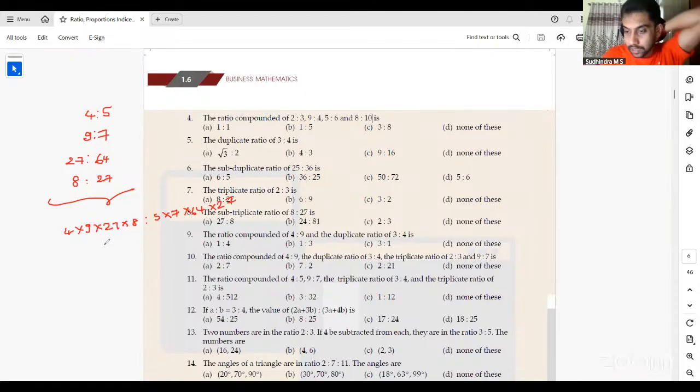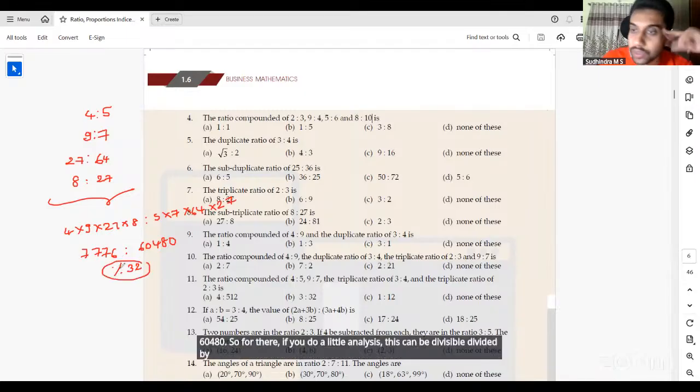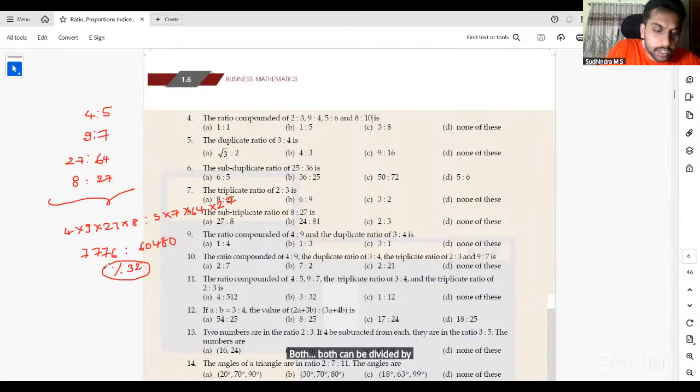How much do we get? 7776 is to 60480. Perfect. Further, if you do a little analysis, both can be divided by 32. 7776 divided by 32 is 243. 60480 divided by 32 is 1890.